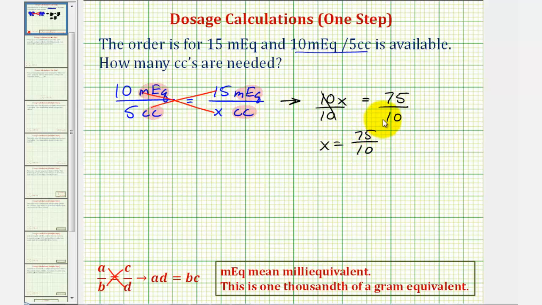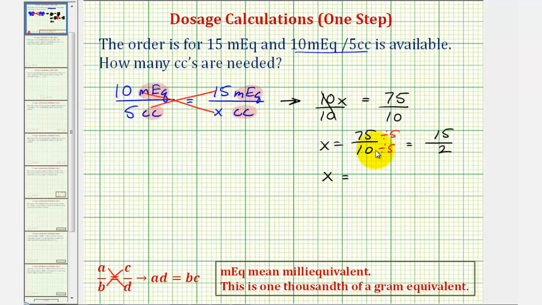This is an improper fraction. It's also not simplified. So we'll simplify this, then express it as a mixed number and a decimal. These two do share a common factor of 5. There are 15 5s in 75 and 2 5s in 10. So 15 halves is the number of cc's we need based upon the order.